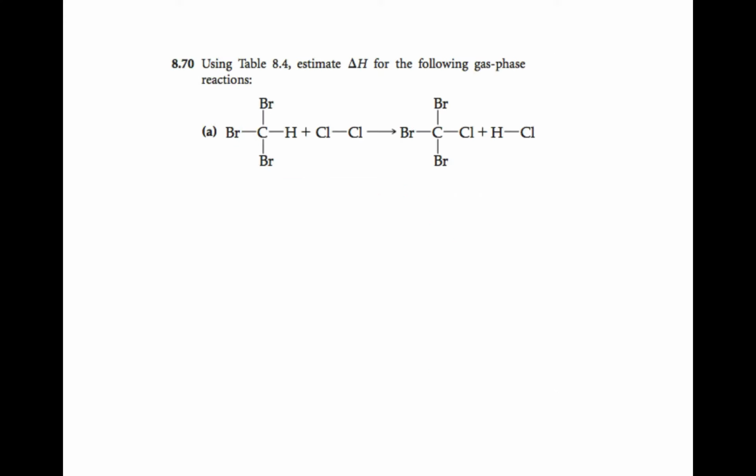All right, so the way to do these is to try to be elegant, right? You try to break as few bonds as possible and try to make as few bonds as possible. So I can see right off, if I break that hydrogen off, I'm going to have 3 bromines connected to a carbon piece. If I break the chlorine-chlorine single bond, I'll have individual chlorine atoms to attach. So it's going to cost me 413 to break that hydrogen off, 242 to break the chlorine-chlorine single bond.